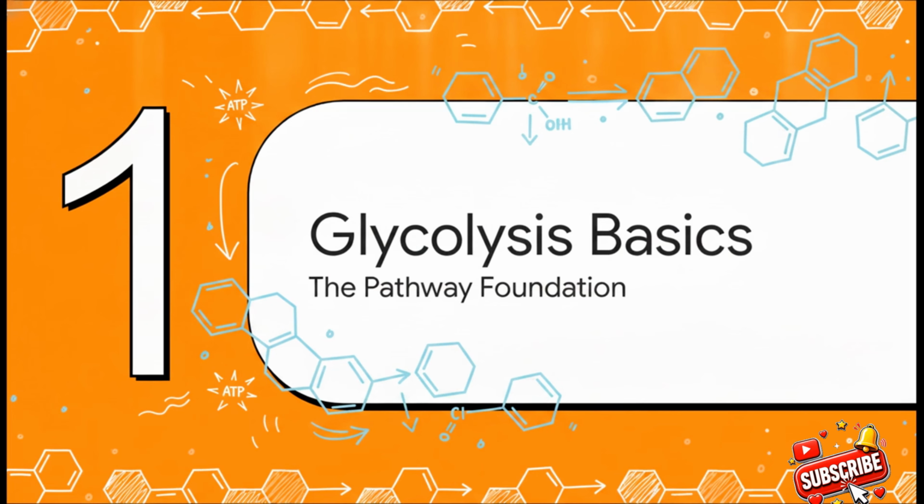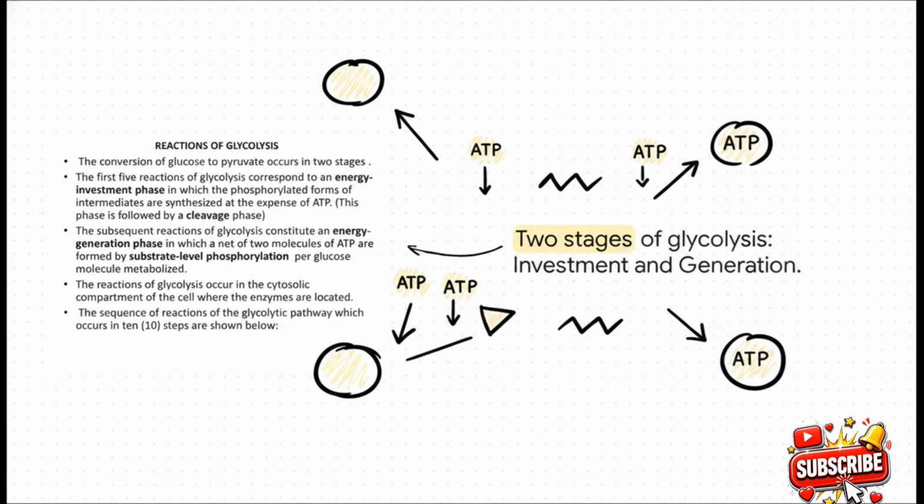Starting with Section 1, the glycolysis pathway basics. Fundamentally, glycolysis converts glucose to pyruvate in 2 really distinct phases. Think of the first phase as your classic energy investment phase. You know the saying, you have to spend money to make money, right? Well, the cell actually has to spend ATP just to get things started. Then, that's followed by a splitting or cleavage phase that finally pays out ATP, giving us a net energy gain.